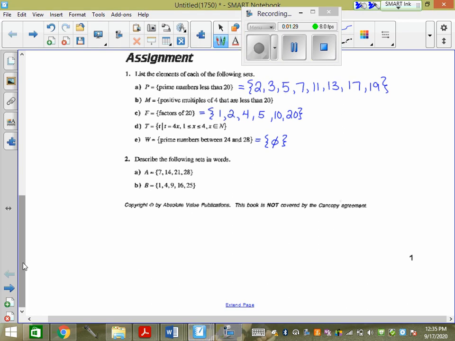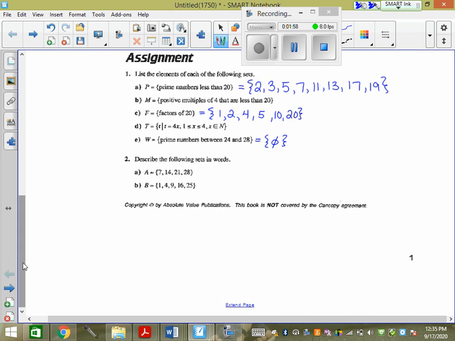2, we have to do 2a. Now, a lot of people will just say A is multiples of 7 less than 30. But you have to use more. If you just say multiples of 7, that's for sure not enough. Because I'd go 7, 14, 21, 28, 35, 42, and I keep going, right? But I could also go -7, -14. Those are still multiples in some ways.